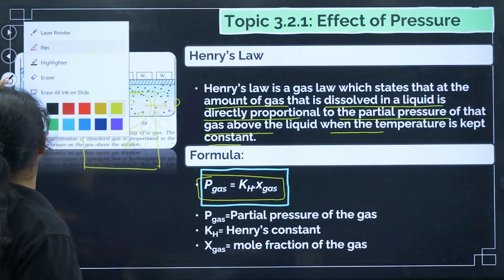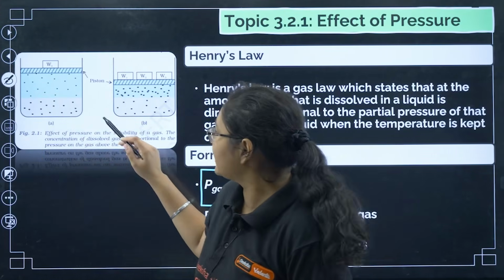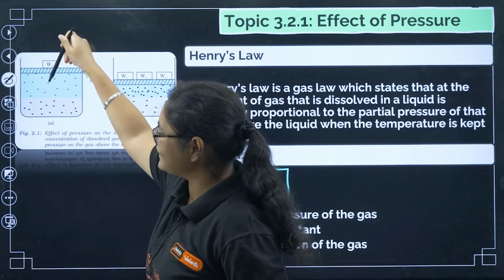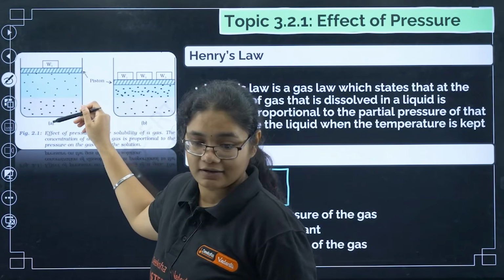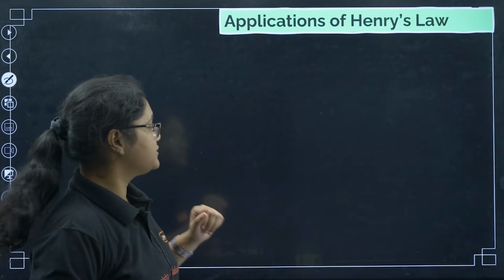So here I can explain it more easily with the diagram. You can see, suppose this is the liquid, and here these gaseous particles are there. So if you increase the pressure on the gas, the solubility of the gas will increase. That is what is called Henry's law. Next we have applications of Henry's law.